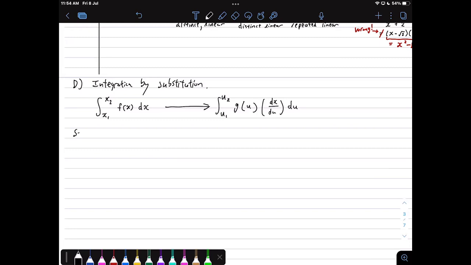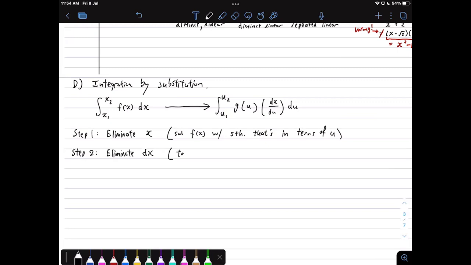So really the procedure goes in 3 steps. Step 1, you eliminate x. Basically, you sub the f of x, the original function in terms of x, with something that's in terms of u. Step 2 is you have to eliminate the dx. How do you do that? You have to take your u equals to f of x.